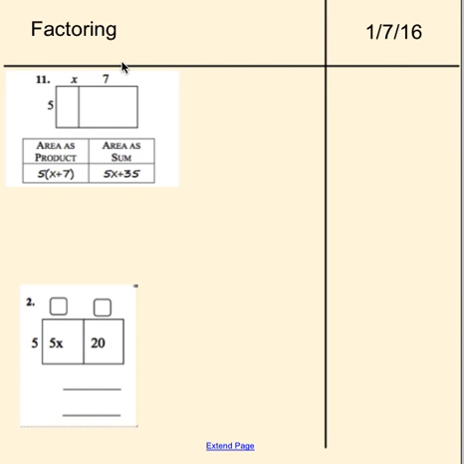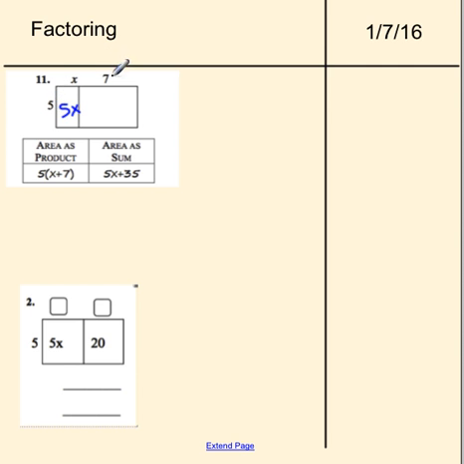Factoring is the opposite of the distributive property. So we know that we can use this area model to represent using the distributive property. We can multiply the 5 times the x and get 5x in this little box here. So this one would be 5x.